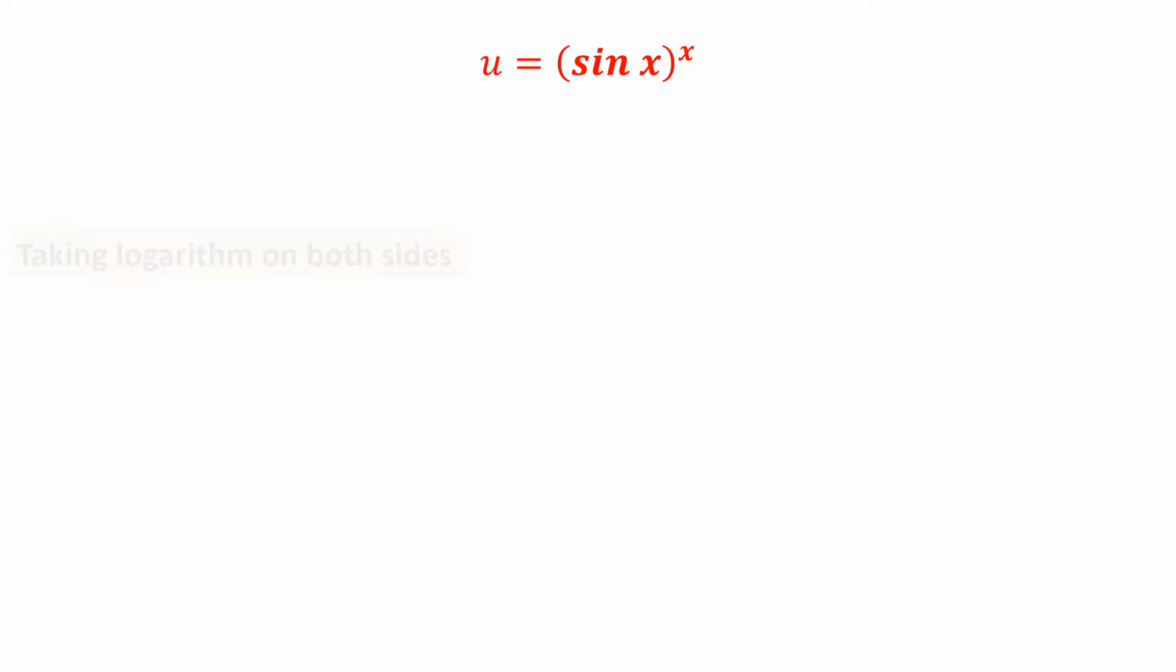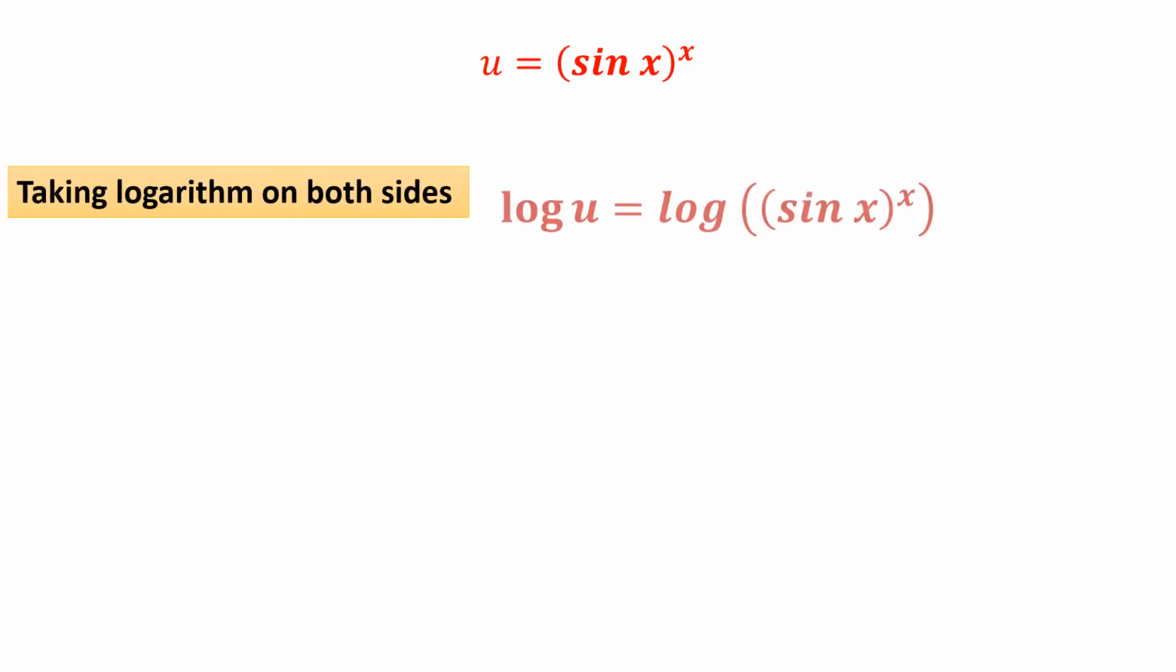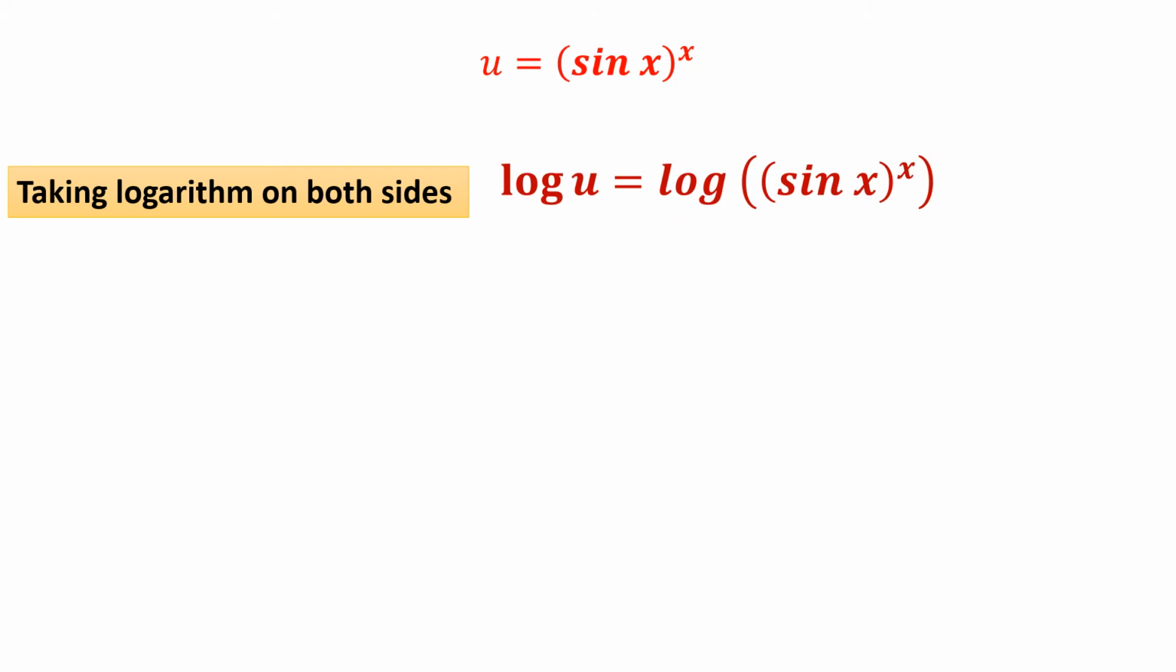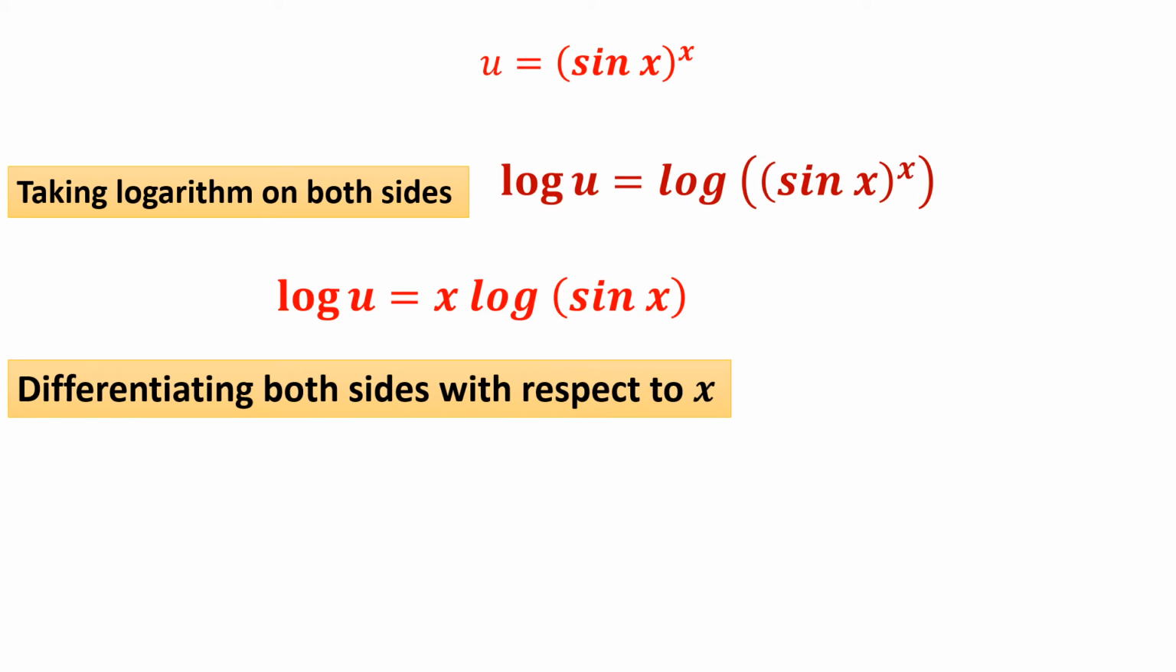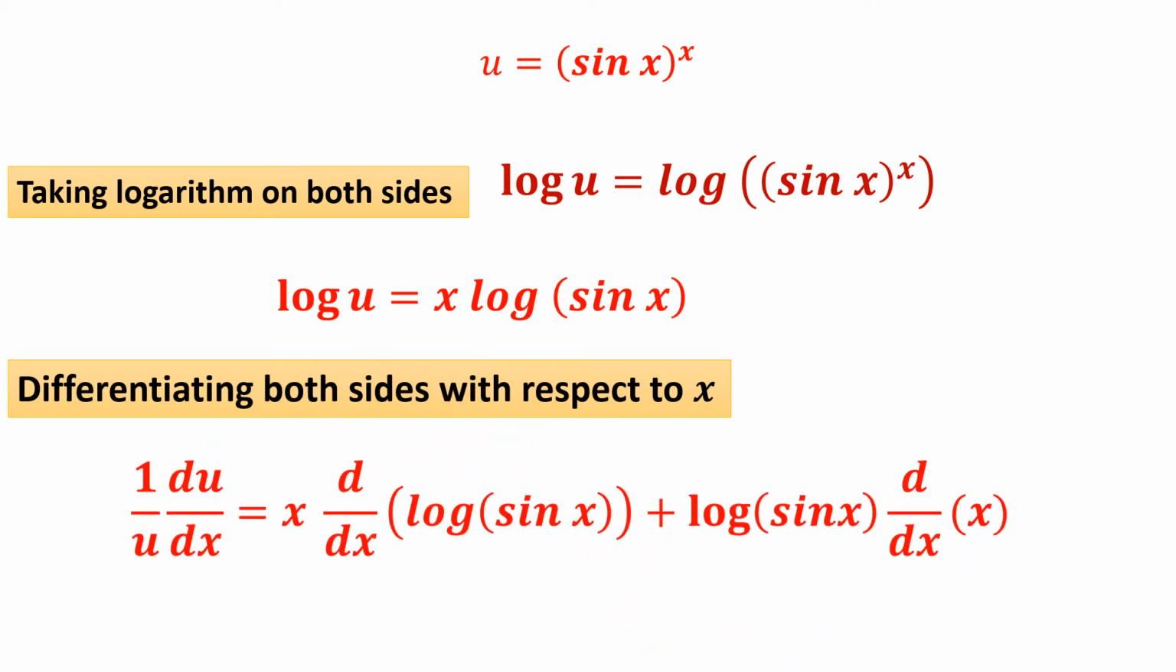Take logarithm on both sides. Log u is equal to log of (sin x) power x. X will come to the front being the power. So log u is equal to x into log sin x. Left hand side differentiation is 1 by u into du by dx. Right hand side we have to use u v form, that is product rule. Keep x, differentiate log of sin x, plus keep log of sin x and differentiate x.